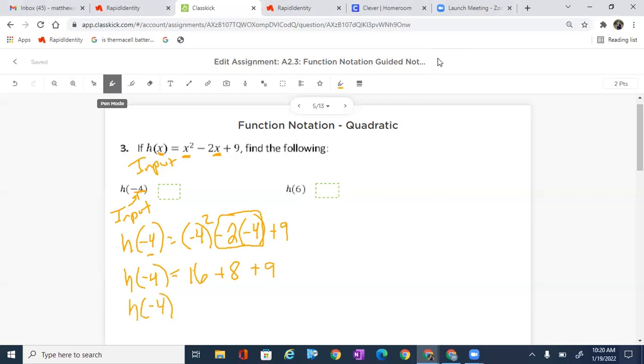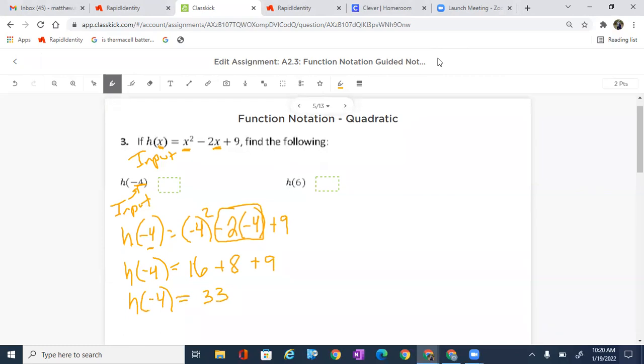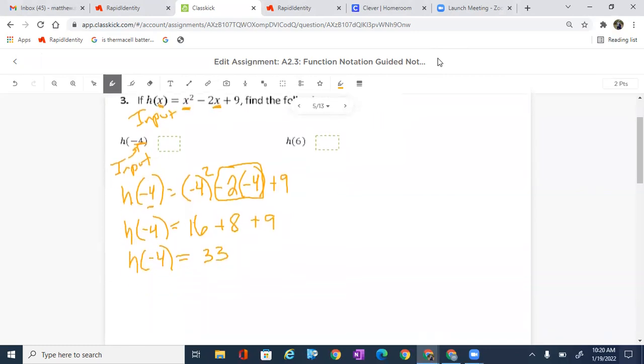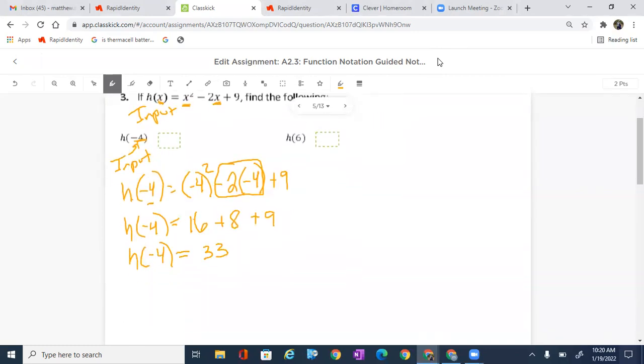16 plus 8 is 24. 24 plus 9 is going to be 33. So we have h of -4 equals 33. Now, what does that come out to mean? h of -4 equals 33.